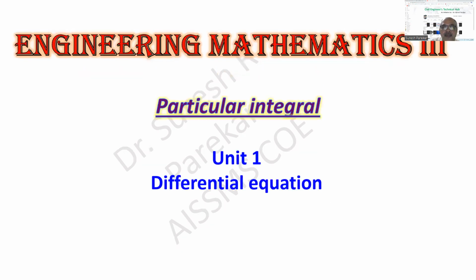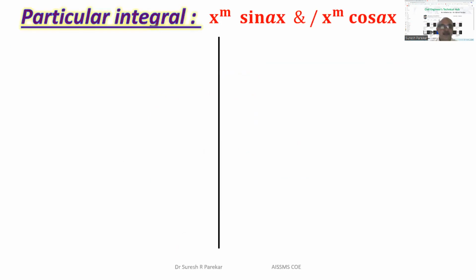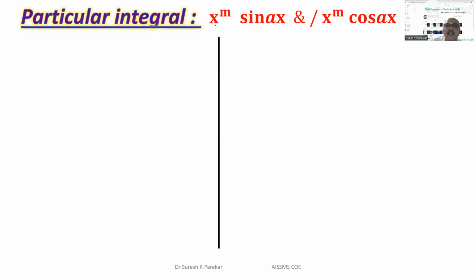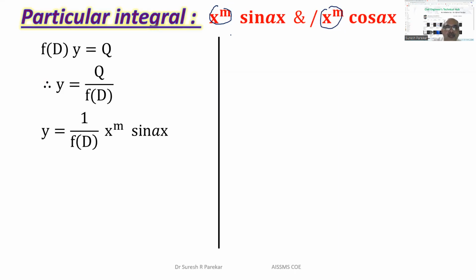In the last video we dealt with x, sin x, cos x. Now we are going to change it and make it x to the power m sin x and x to the power m cos x. So x and x to the power m are different. Now you can see this, so we have as usual x to the power m sin ax.